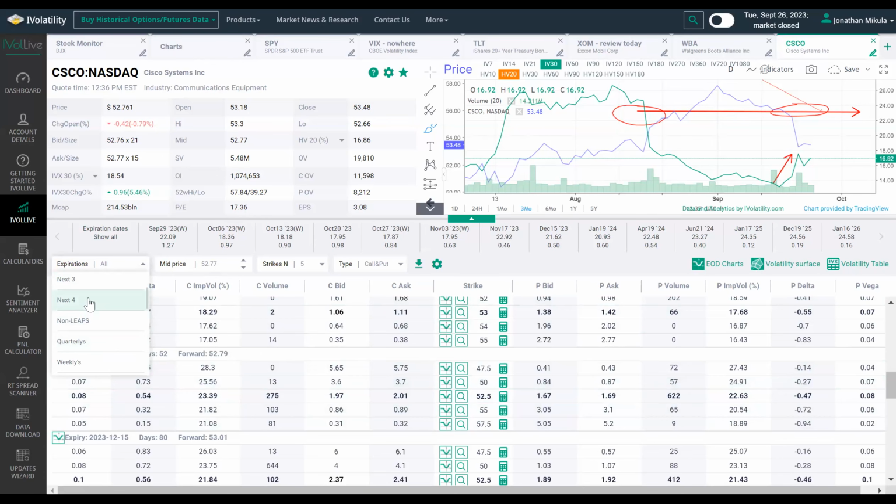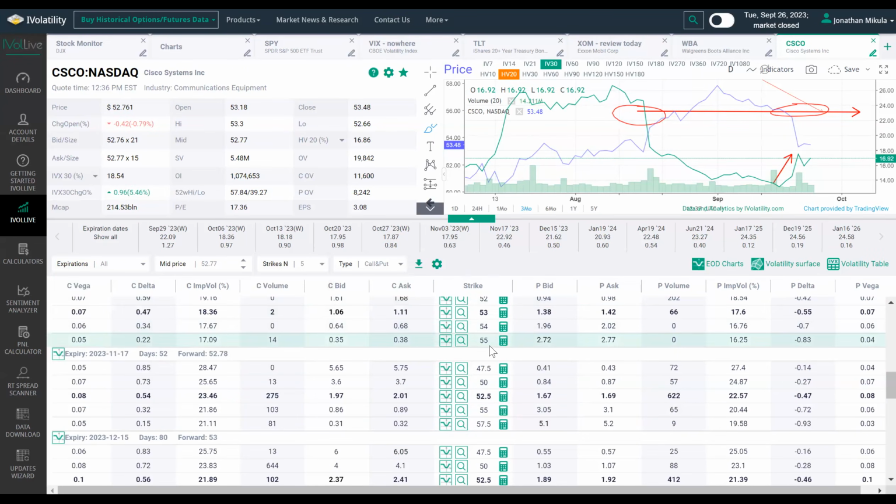If you only trade weeklies, you can just look at weeklies, quarterlies. If you only trade long-term, you could do leaps, whatever suits your trading style. You can also look at all strikes. I tend to trade near or at the money, or just out of the money, but you could look at all, if you wanted to. And if you only trade calls or only trade puts, you could look at that too.